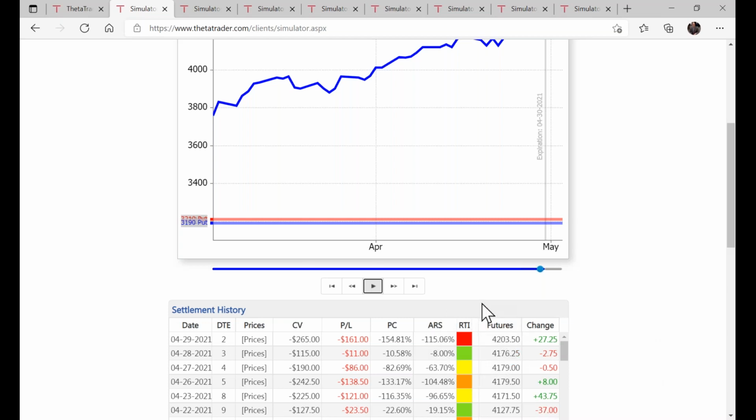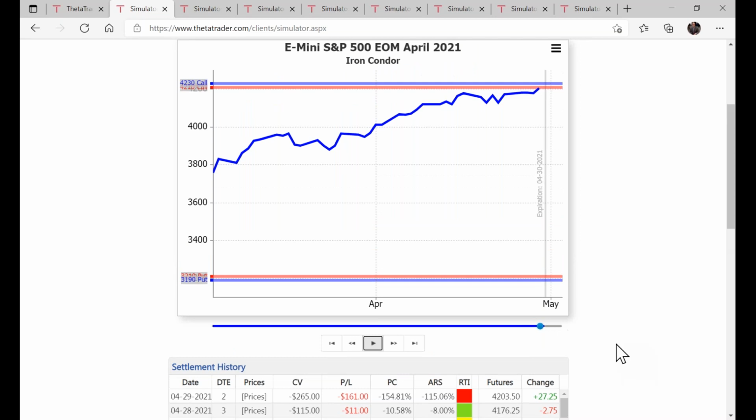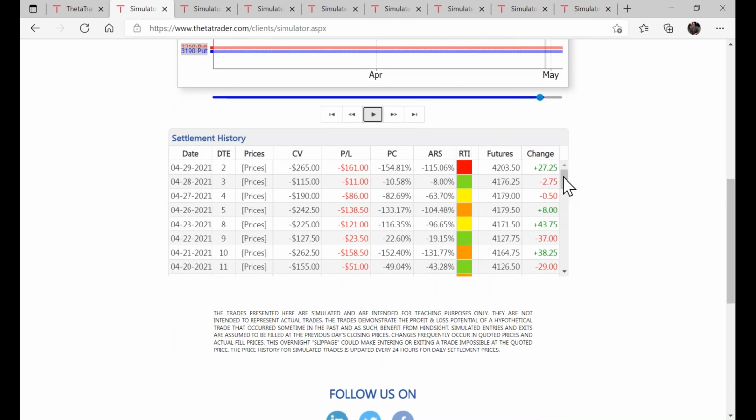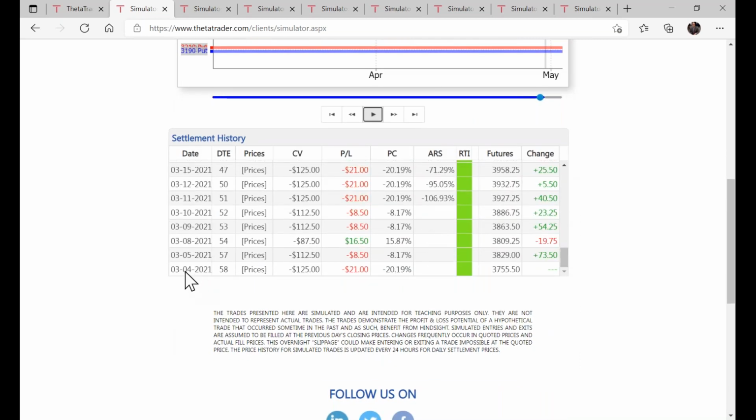People absolutely love the RTI. They don't have to guess. They don't have to screen watch and babysit their trades. And conversely, if it's profitable enough and when the algorithm says get out, you can automate that as well. But I wanted to make that a clear point, and I'll reiterate that in just a minute. But that's the end of month April trade for the Condor that was placed on March 4.